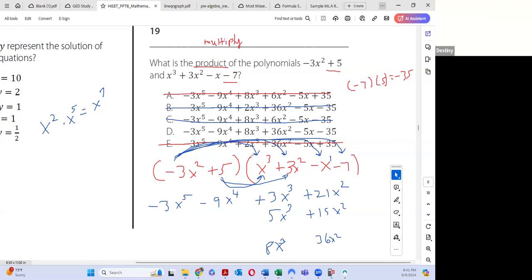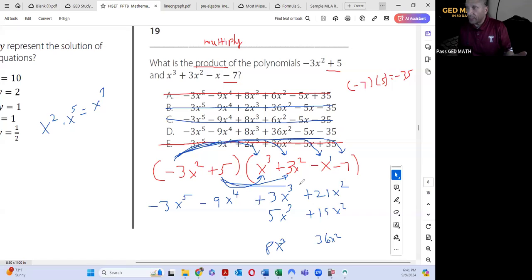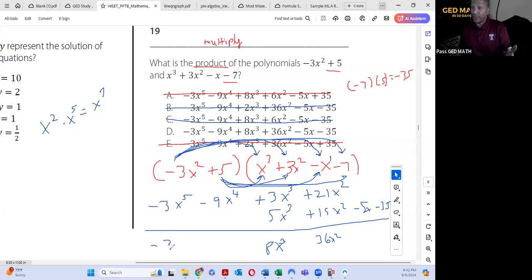Now, if we were doing this algebraically, we have to multiply this 5 times minus x and then plus 5 times minus 7, which is minus 35. So then when we combine these, we have minus 3x to the fifth, minus 9x to the fourth, plus 8x to the third, plus 36x squared, minus 5x, minus 35. But I didn't have to do all those steps because I eliminated them by knowing what the last term was going to be and the first term.